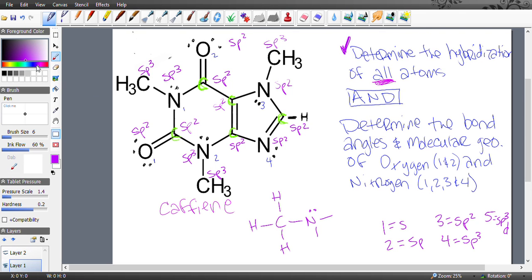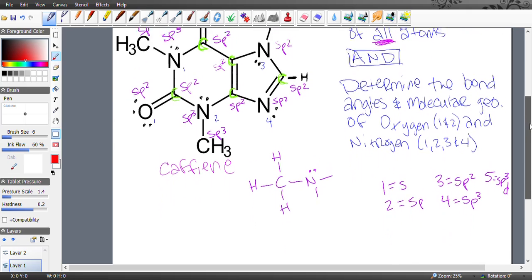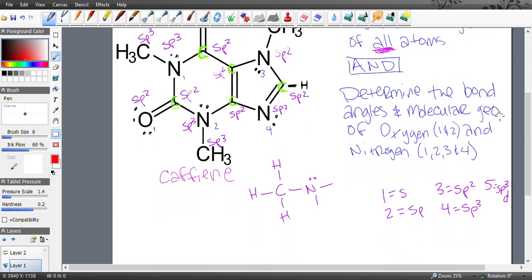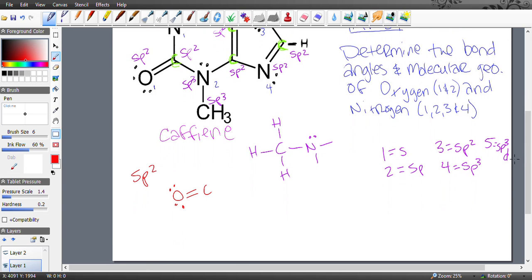Alright, so let's change colors here, something that's relatively visible. Okay. Bond angles and molecular geometry of oxygen 1 and 2. We'll start there. So oxygen 1, we know it's sp2. It looks like this, and then it continues on from there. So bond angles and molecular geometry.